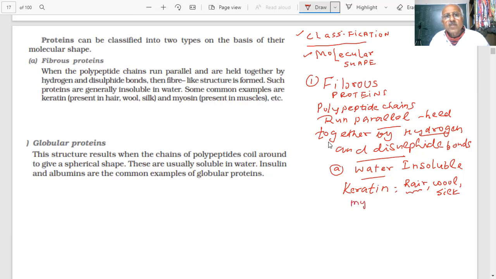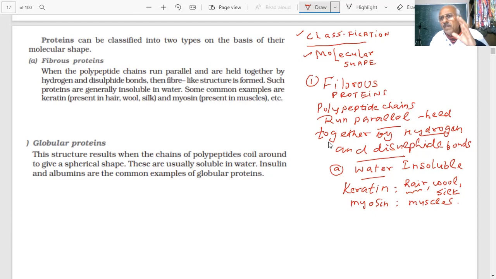Another one is myosin, student. Myosin is present in muscles. How do you remember? Sometimes an example is asked. You are taking a bath. Does your hair dissolve in water? No sir. That means it is a protein which is insoluble, and then it is a fibrous protein. Keratin. If my hair dissolved in water, then there would be no hair left, student. So this is fibrous protein.